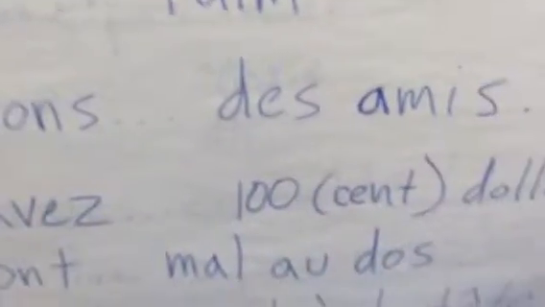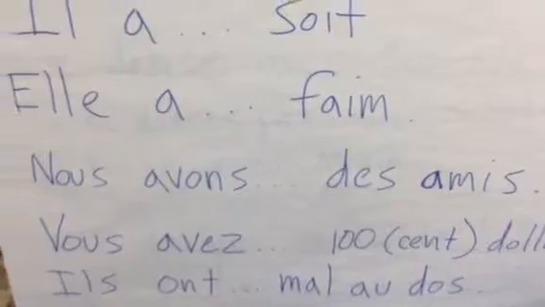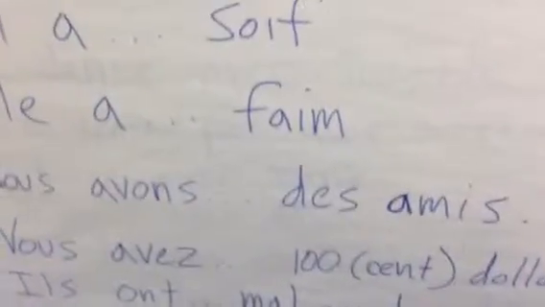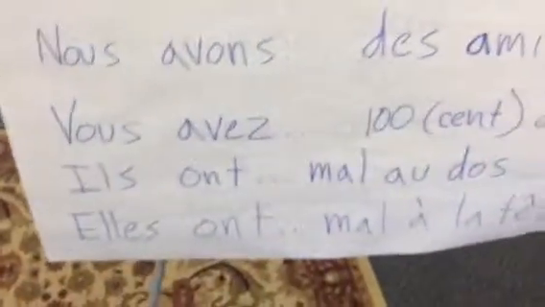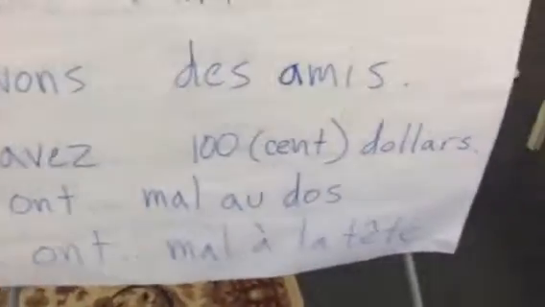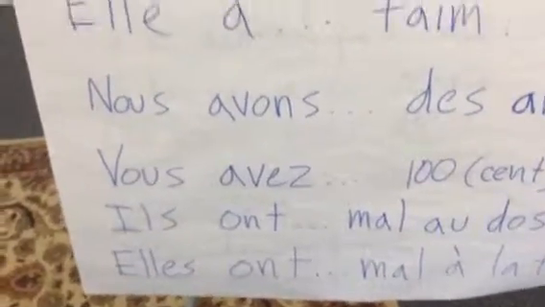$100. You have $100. Ils ont mal au dos. They have literally back pain. Mal au dos. Le dos is back. Elles ont mal à la tête. They have headaches. Elles ont mal à la tête. So these are some common things.